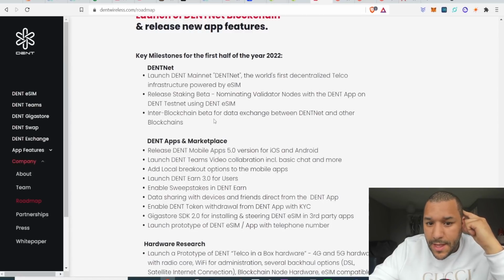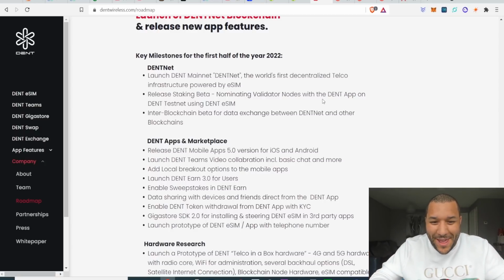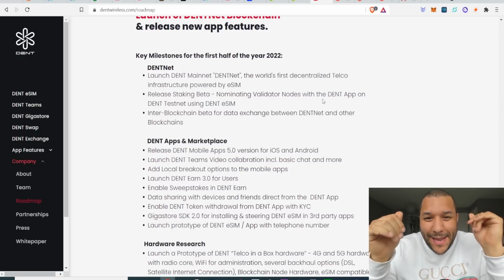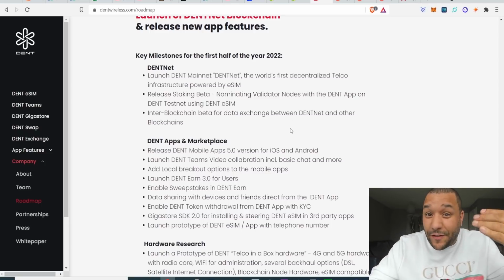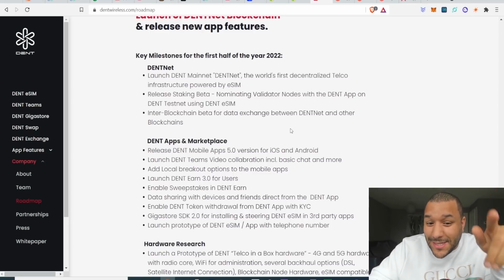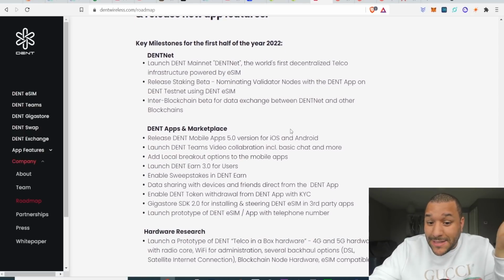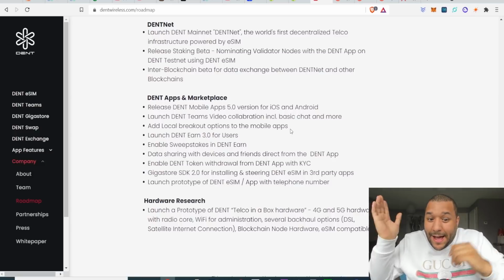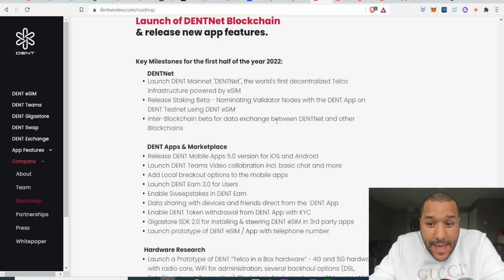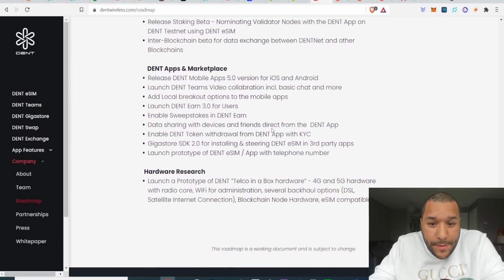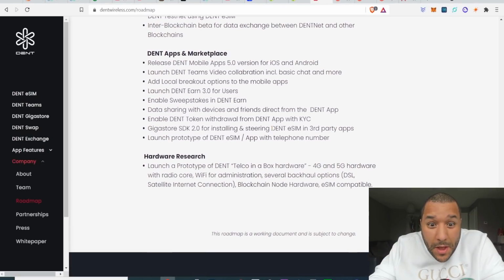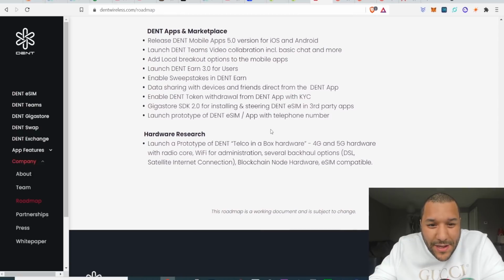This is big. Release staking. Woo! Nominate and validate nodes with DENT. Hold on a minute. If DENT drops a mainnet and they now provide, you can grab yourself a node for DENT and you can stake DENT as well, this could be a good opportunity to make passive income. Maybe I should be buying more DENT. I don't know. But right now you can get some cheap. But just the staking opens up my eyes. I'm open now because I like staking for passive income.